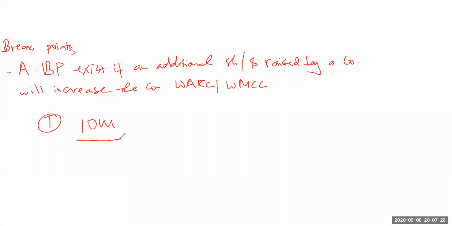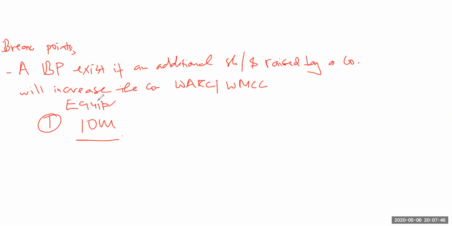Let me repeat. Don't forget this is equity. Let me just write here on top: this is the break point for the case of equity. In case you raise more than 10 million from equity, there's a break. So the minimum amount of capital you need to raise from equity is 10 million before the cost increases. That's called the first break for equity.